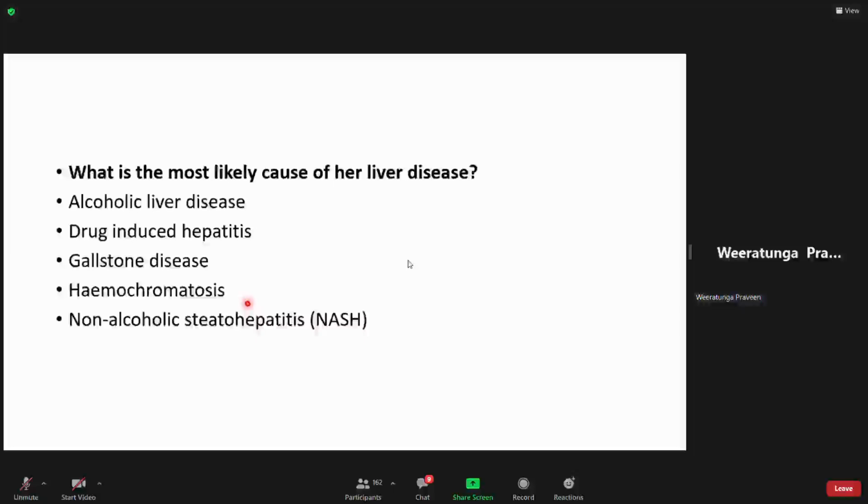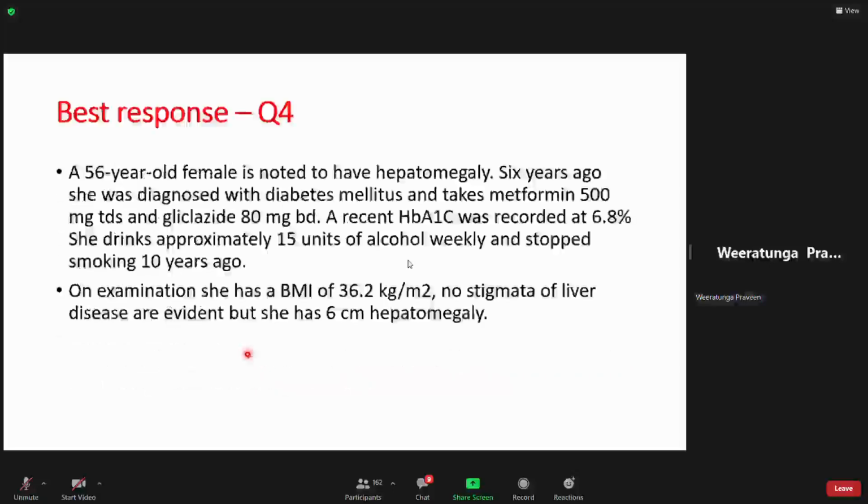Now there is a small problem here. What is the problem? Whether this is alcoholic or non-alcoholic. So is this NASH most likely or is it alcohol related liver disease? What do you think?